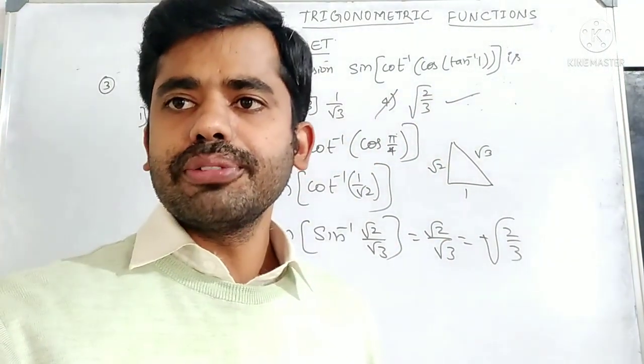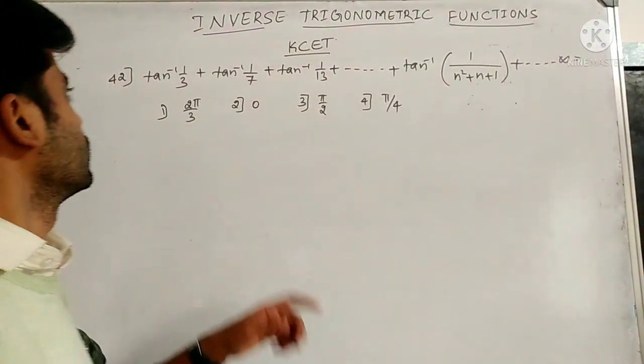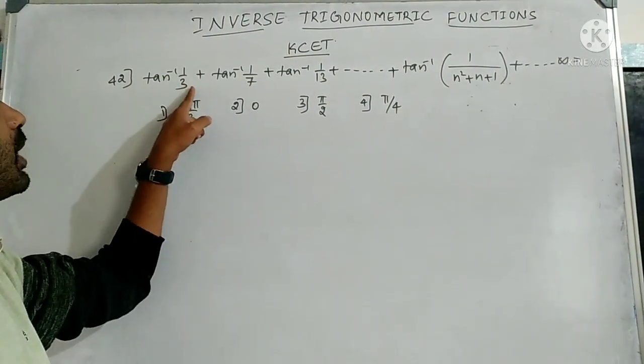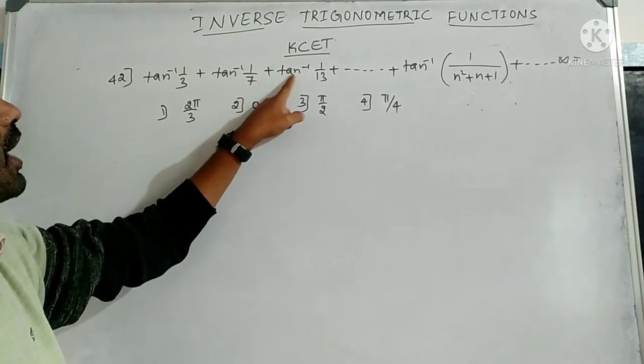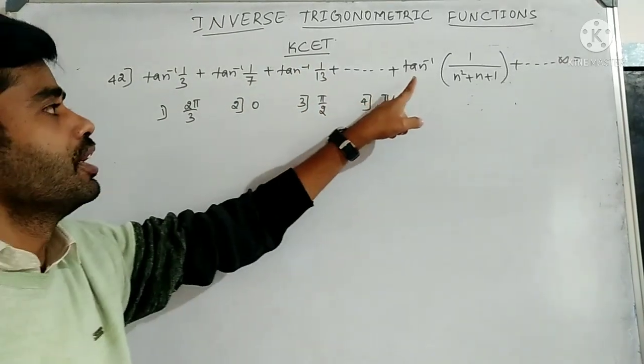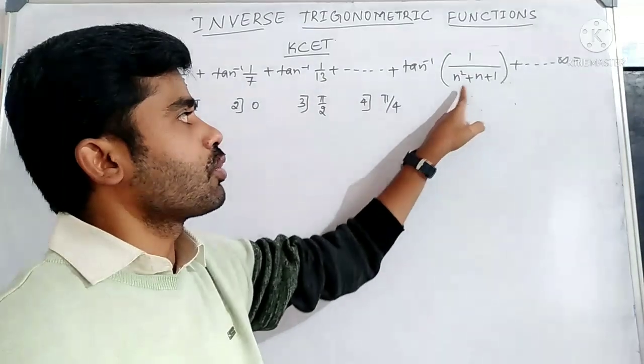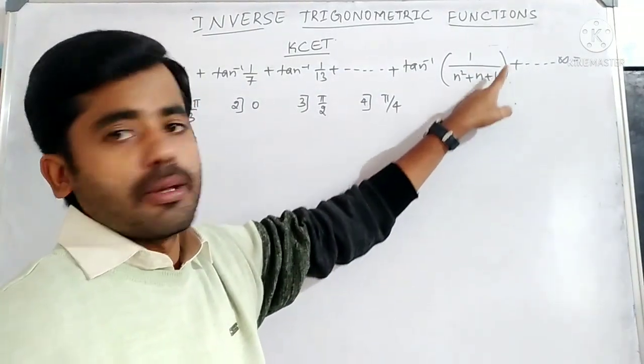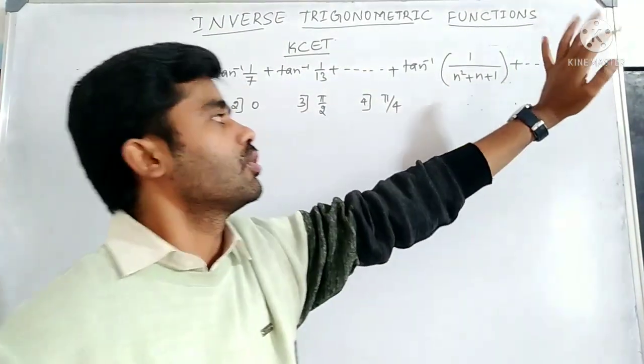Let me move on to the next one. Okay, next one. Tan inverse of 1 by 3 plus tan inverse of 1 by 7 plus tan inverse of 1 by 13, and so on, tan inverse of 1 by n squared plus n plus 1, plus up to infinity, is equal to what they are asking.